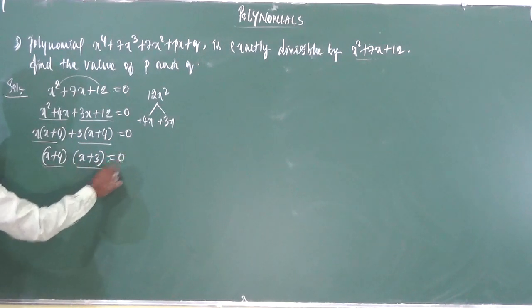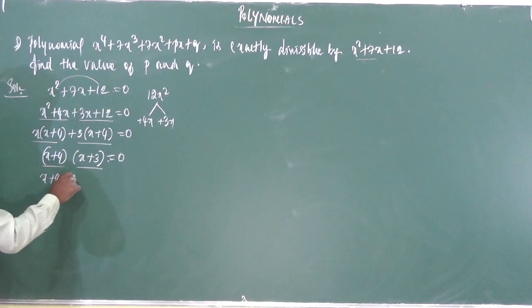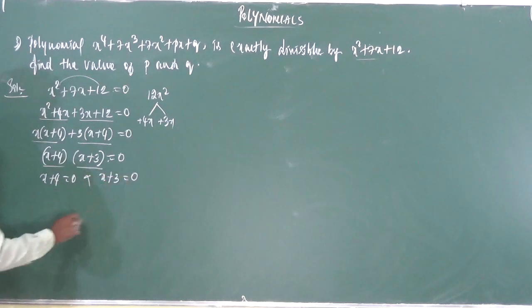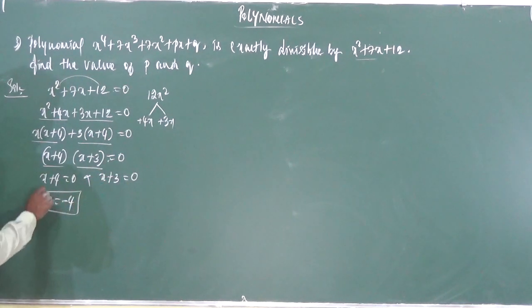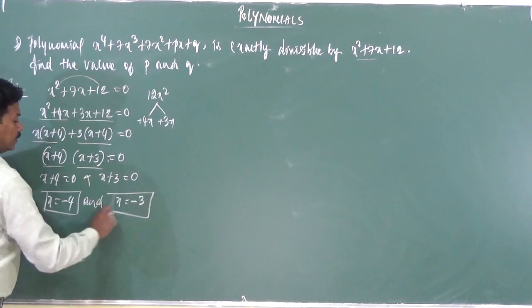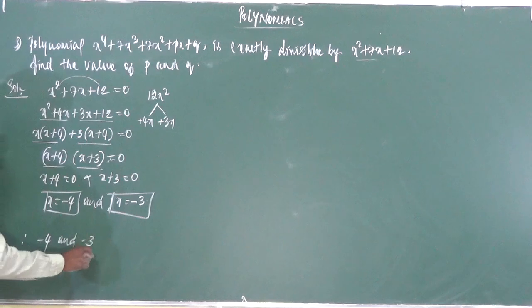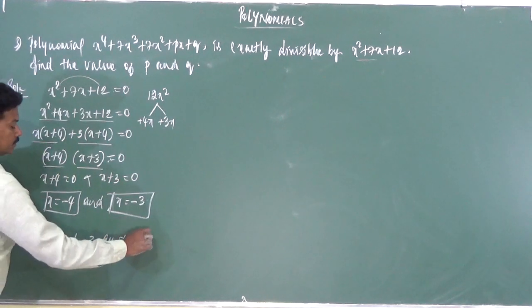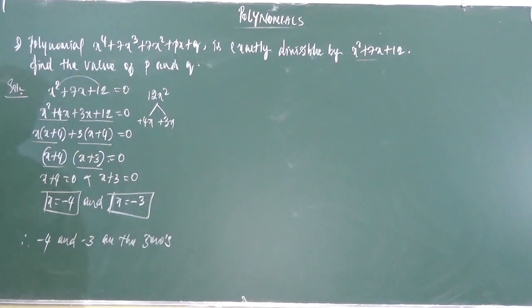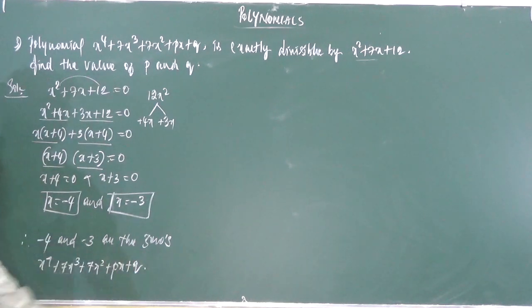So this into this is equal to 0, which means both can be equated to 0. So x plus 4 is equal to 0 and x plus 3 is equal to 0. So x is equal to minus 4 and x is equal to minus 3. So therefore minus 4 and minus 3 are the zeros of x to the power 4 plus 7x cube plus 7x square plus px plus q. So this is a very important result. These two are the zeros of this.